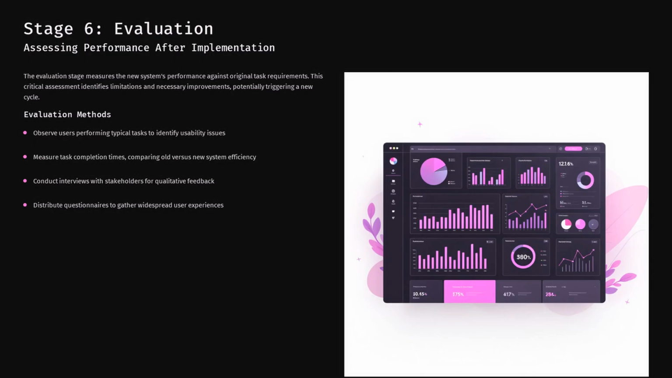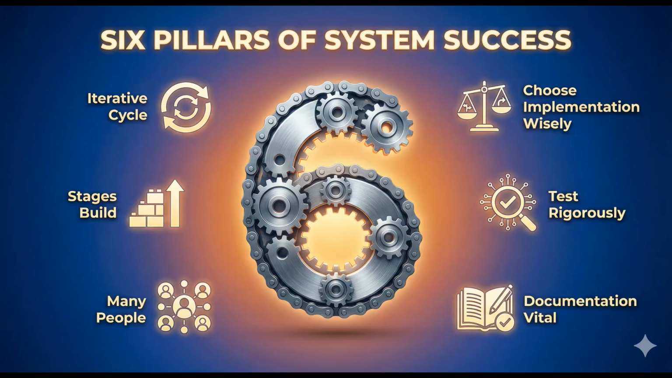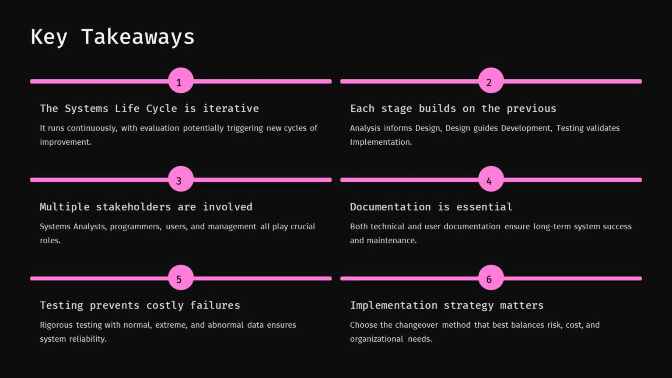All right, let's wrap things up with the key takeaways you absolutely need to remember for the exam. First, the system's life cycle is iterative. It runs continuously, with evaluation potentially triggering new cycles of improvement. It's not a one and done process. Second, each stage builds on the previous one. Analysis informs design, design guides development, testing validates implementation. You can't skip stages or do them out of order.